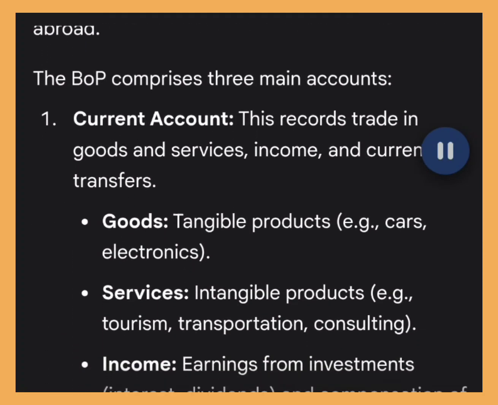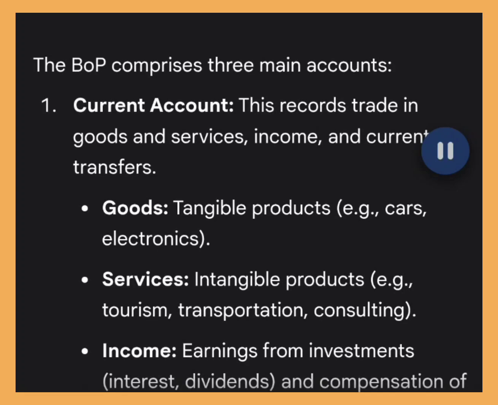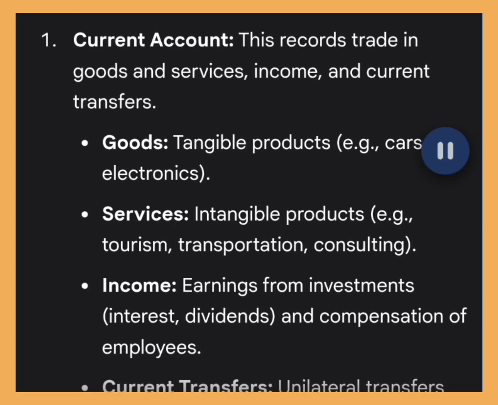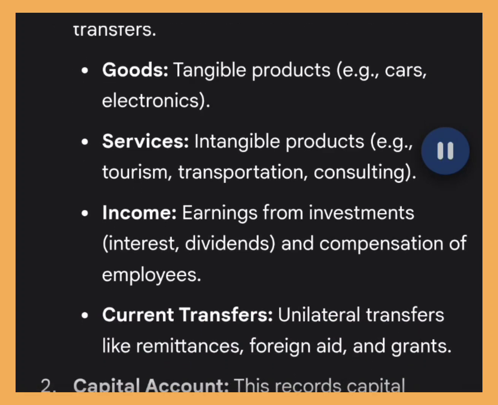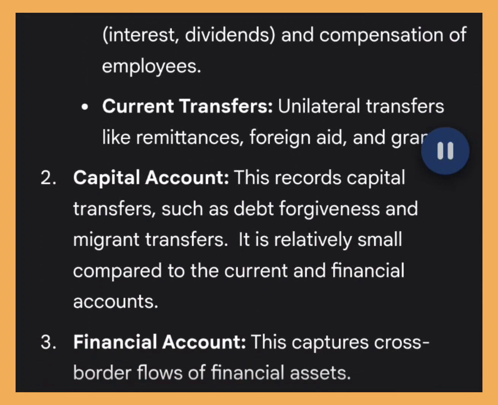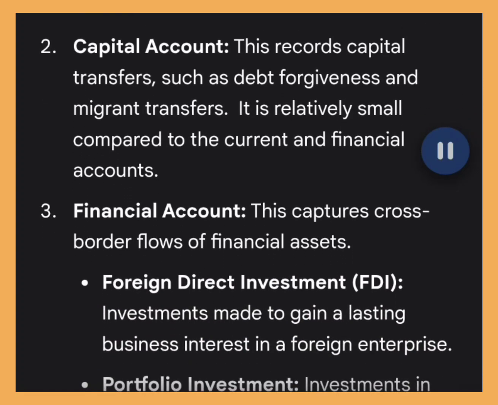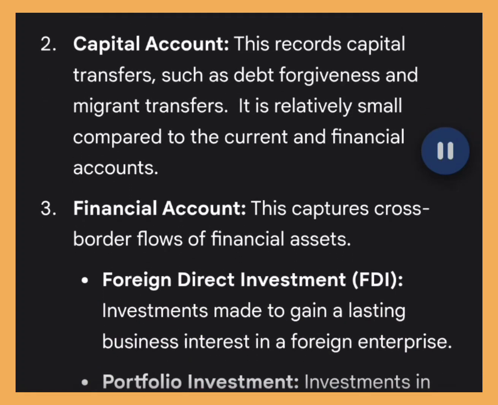1. Current account. This records trade in goods and services, income, and current transfers. Goods: tangible products, e.g., cars, electronics. Services: intangible products, e.g., tourism, transportation, consulting. Income: earnings from investments, interest, dividends, and compensation of employees. Current transfers: unilateral transfers like remittances, foreign aid, and grants. 2. Capital account. This records capital transfers, such as debt forgiveness and migrant transfers. It is relatively small compared to the current and financial accounts.